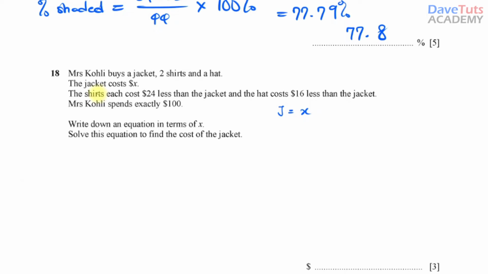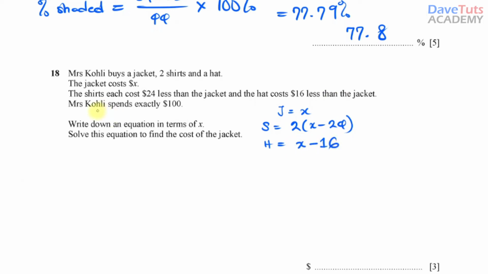Now we are told that each of the shirts costs $24 less than the jacket. $24 less than the jacket will mean X minus 24. But then we are talking about 2 shirts. So the shirts will amount to 2 multiplied by X minus 24. And then the hat, that's the third item. What about the hat? We are told that the hat costs $16 less than the jacket. So that will be X minus 16.